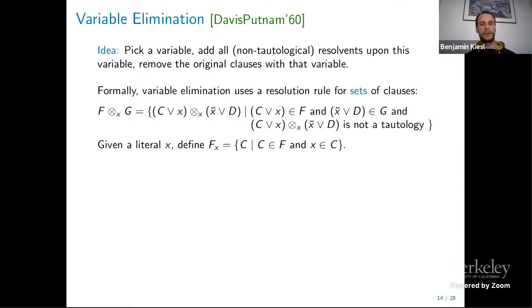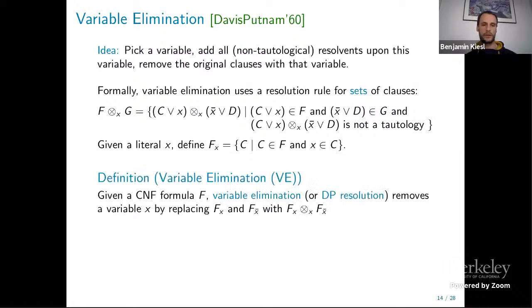Now, if you're given a literal x, you define the formula F_x as the set of all clauses of F that contain x. And once you have this, you can define variable elimination as follows. Given a CNF formula F, variable elimination, also called DP resolution, removes the variable x by replacing the sets F_x and F_not-x with the set F_x resolution-joined with F_not-x.